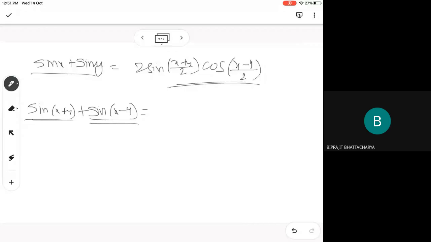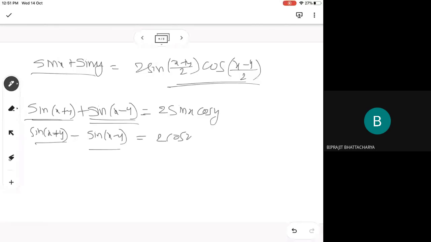So if you add both, the second term is going to get cancelled and you are going to get 2 sin x cos y, isn't it? And sin (x plus y) minus sin (x minus y), if you take this, the first terms will get cancelled and the second term will remain. What is the second term in both? 2 cos x sin y is the second term. So 2 times will be there: 2 cos x sin y.